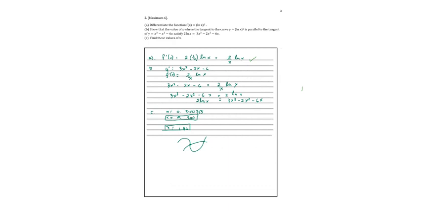Show that the value of x, where the tangent of the curve y is parallel to the tangent of y equals x cubed minus x squared minus 6x, will satisfy 2 ln x equals 3x cubed minus 2x squared minus 6x. If they are parallel, they must have the same slope. So we find the equation of the slopes of y, and we have f of x already solved in a, and then we equate the two because they are equal.